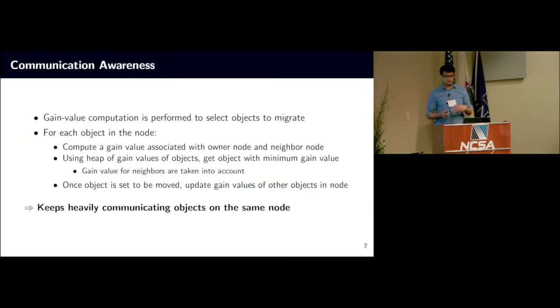We use some other things to make this communication aware. So we do something called gain value computation, where for each object in a node, we compute a gain value associated with its communication properties. And it uses some properties of the owner node and the neighbor nodes in the job. Then we use a heap of gain values of objects. We get the object with the minimum gain value. And sometimes we take into account the gain values of neighbors. And once it's set to be moved, we update all the gain values of other objects in the node. So you don't need to worry about the logic so much, but the key thing that we're trying to do here is keep heavily communicating objects on the same node.